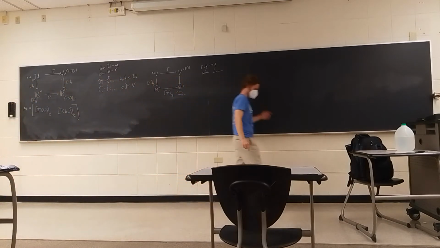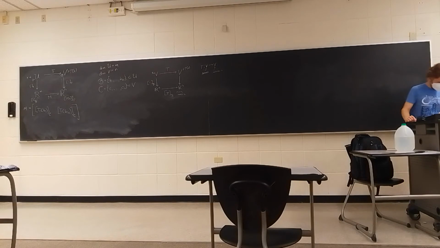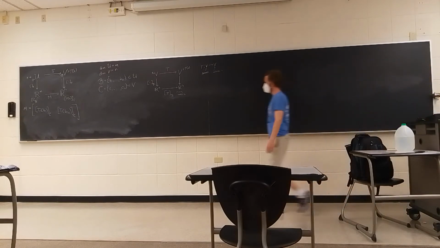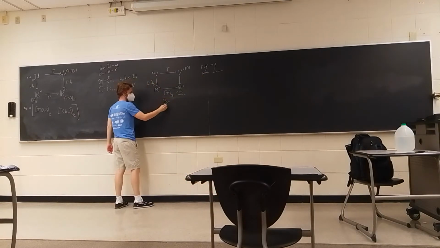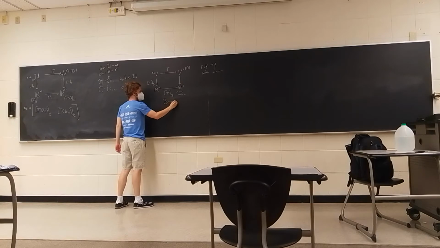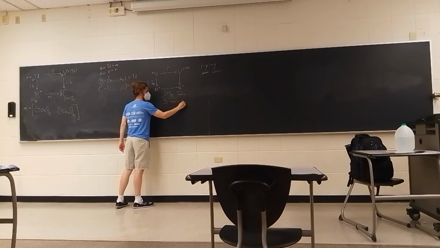Anyway, the book gives this one a special name. I think it's just called the B matrix for T, where B is our basis. So this is the B matrix.